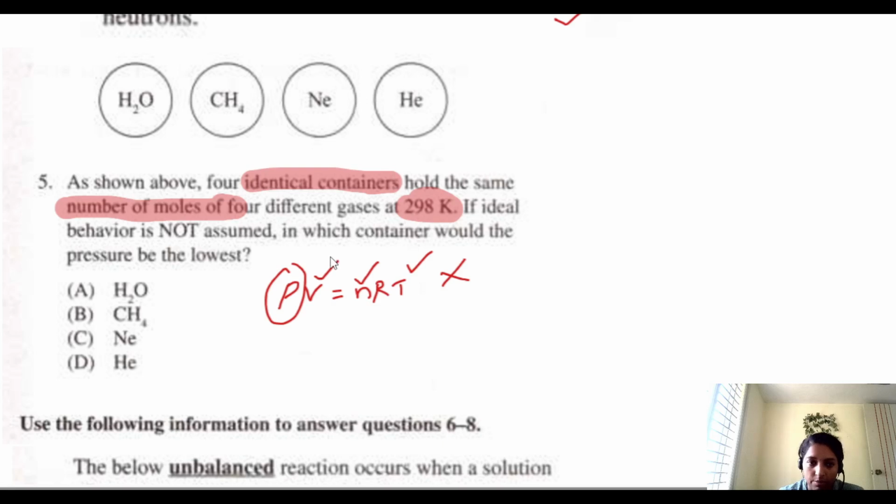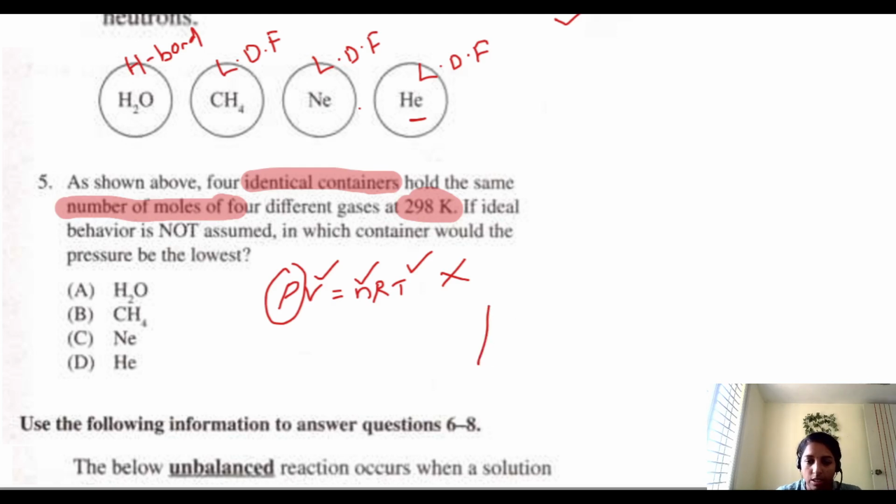So here, what may be the concept we need to apply? You may have guessed: IMF. Again, IMF plays the role. So what we can talk about is, the higher the IMF, what happens? Which one has the higher IMF? Helium means LDF, right? Neon is again nonpolar, LDF. CH4 is also nonpolar, so LDF. And H2O has hydrogen bonding, and all of them have similar molar mass, and this one is even lower in molar mass. So you can consider H2O to have the higher IMF.